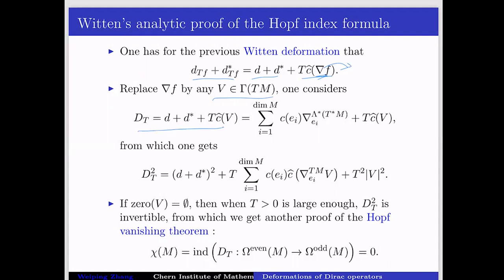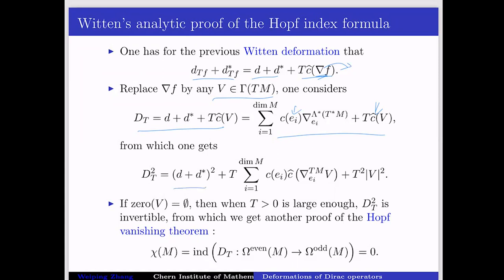Recall that c-hat and c anti-commute. Then we compute the square. This anti-commute relation will give you the Hodge Laplacian plus this middle term, which is bounded, and then plus T squared V squared.